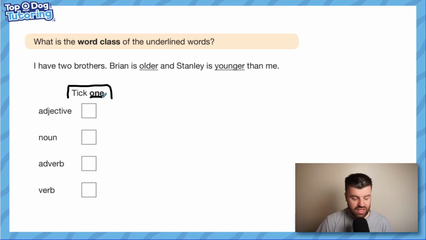Tick 1. The amount of times I've marked SATs papers and it says tick 1 and I see 4 ticks or 3 ticks. Or even crosses. Crosses, you know, if you think it's an adjective, you don't have to cross the other ones. Just leave it. Just tick.